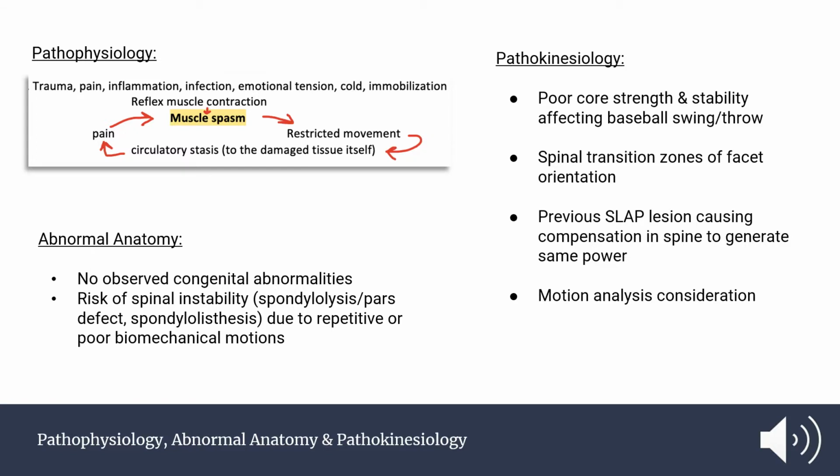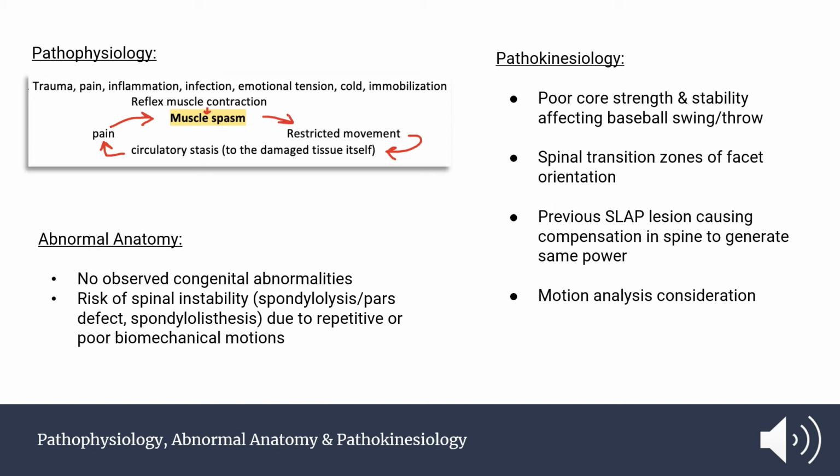Alright, so looking at pathophysiology, abnormal anatomy, and pathokinesiology. So we'll start with pathophysiology. So this is a screenshot from my musculoskeletal notes from back in the day, and we know that trauma, pain, inflammation, infection, emotional tension, cold, immobilization, things like that can all cause reflex muscle contractions, and that can lead to muscle spasms. So in terms of our case study here, we have some form of trauma during practice.